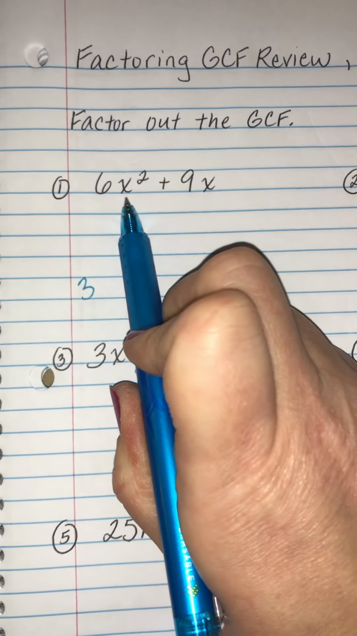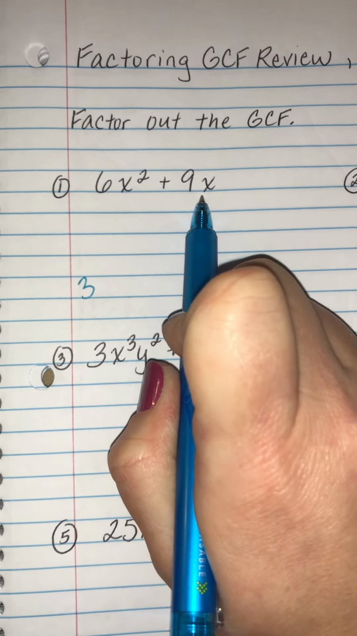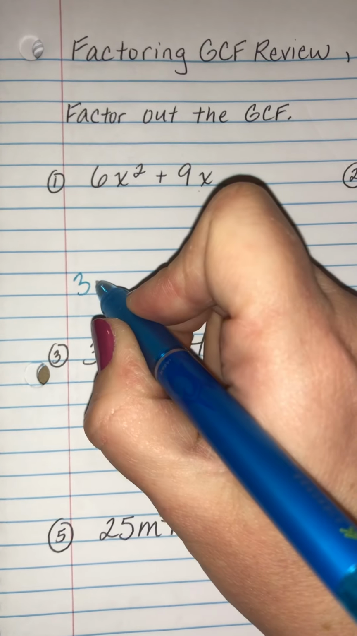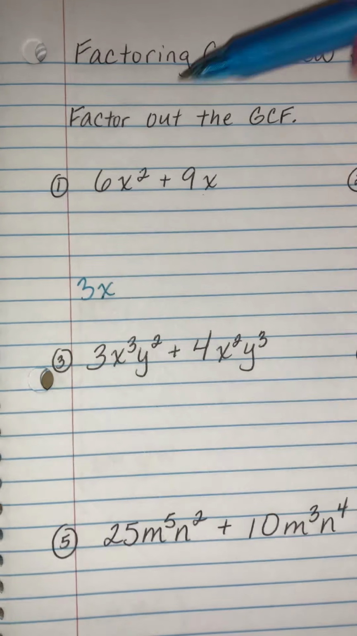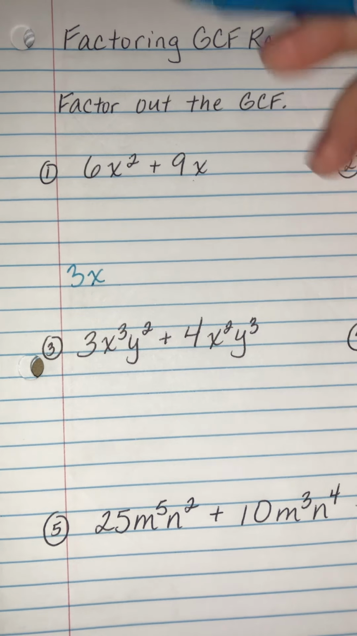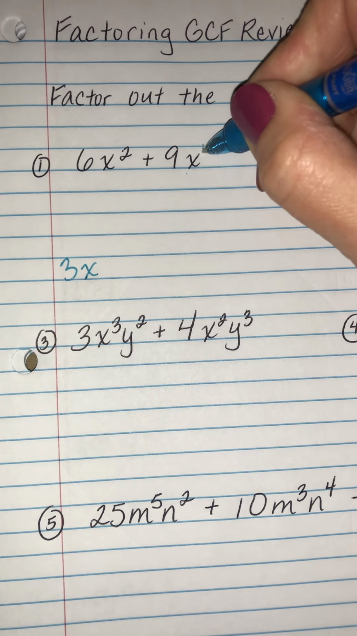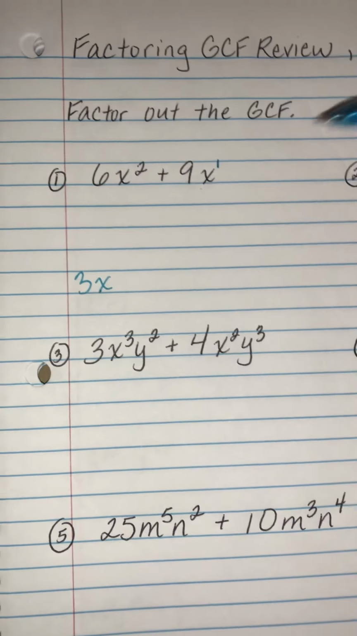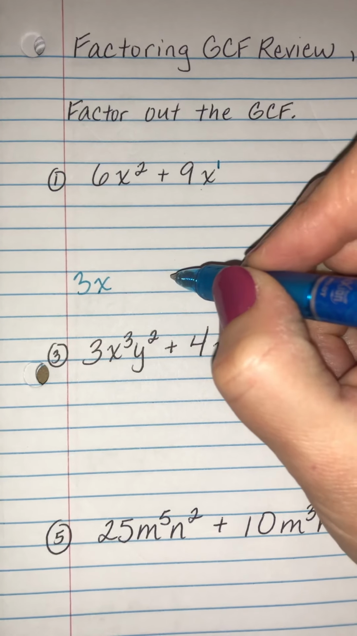And then they also both have an x in common. Since they both have an x, I can factor out an x. The only thing I have to look at is what exponent to use. So this has an exponent of 2. This has an exponent of an invisible 1. We have to take the smaller of the two. So we're just going to factor out x to the first power, or just x.